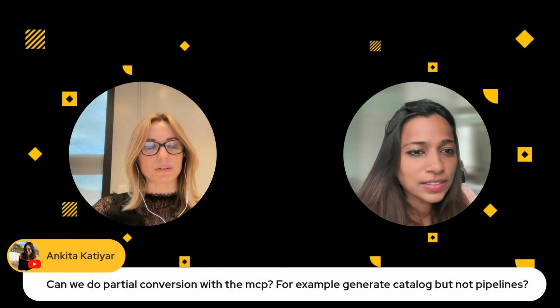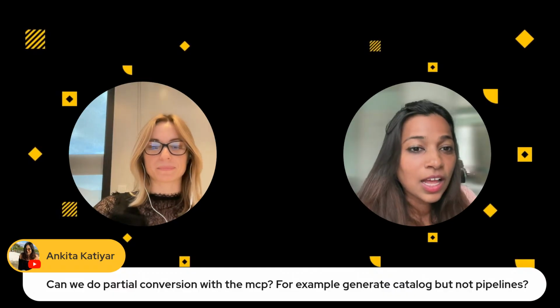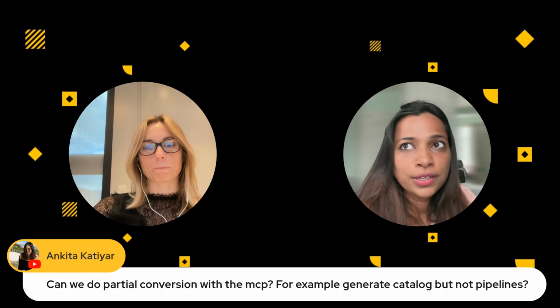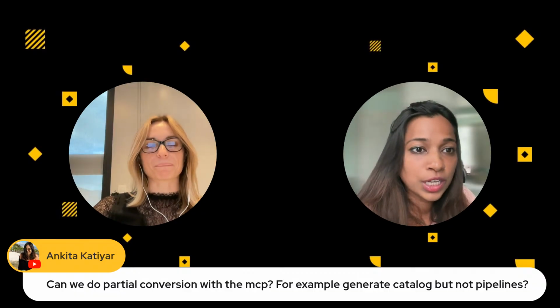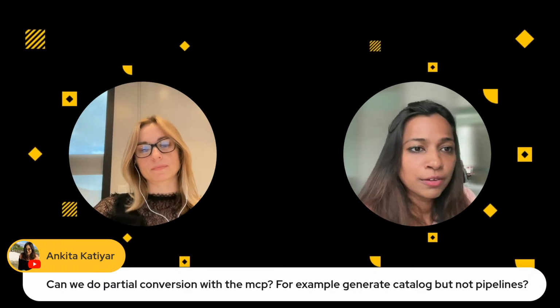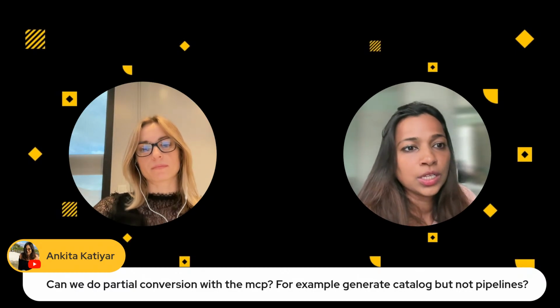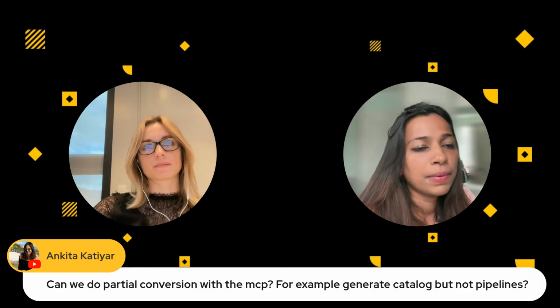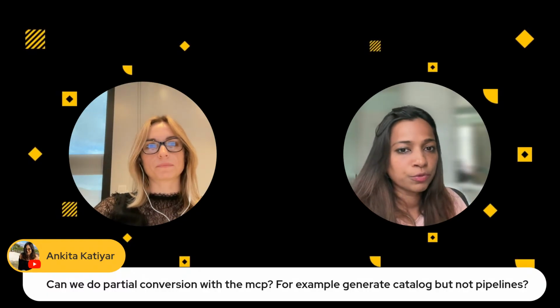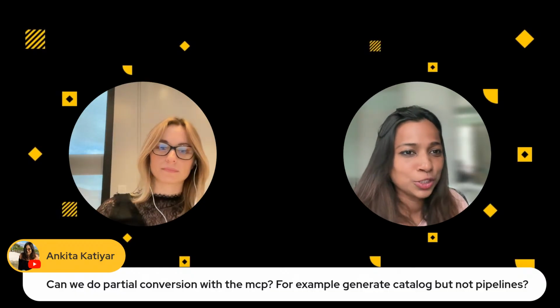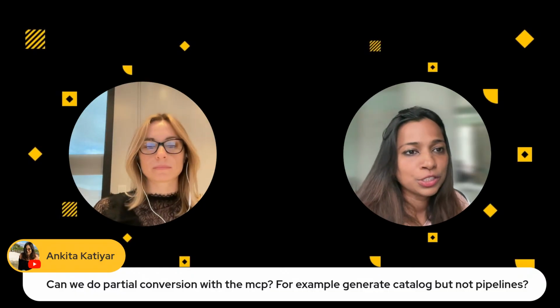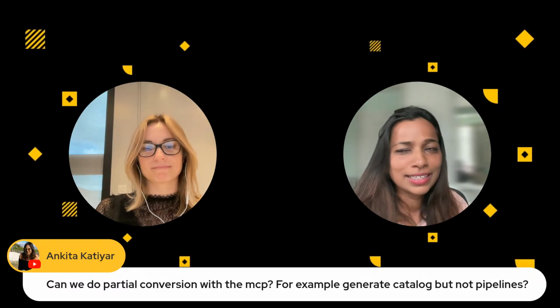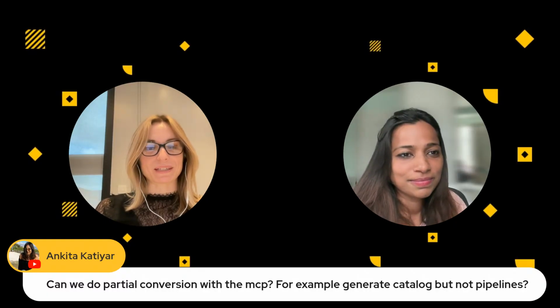Can we do partial conversion with the MCP? For example, generate catalog but not pipelines. That's a very good question. At this point, our notebook converter does full conversion, but maybe we need to have more tools which just do catalog conversion. We can build these tools. That would be easy to build. But at this point, yeah, if you're using the notebook converter, it does full conversion. But of course, you can tell the LLM to just do my catalog conversion, or maybe you can just update your statement of work to remove all the pipelines and just have the data catalog. I haven't tried it, but I think it's possible. That sounds like a good idea.